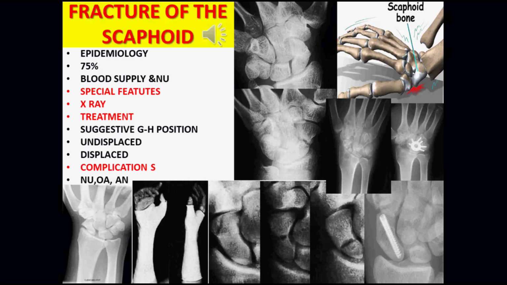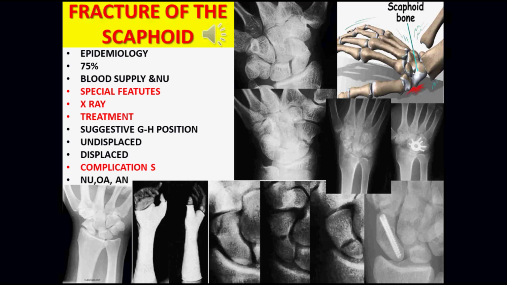The blood supply of the scaphoid diminishes proximally, so that 1% of the distal third, 20% of the middle third, and 40% of the proximal third may result in avascular necrosis and non-union.